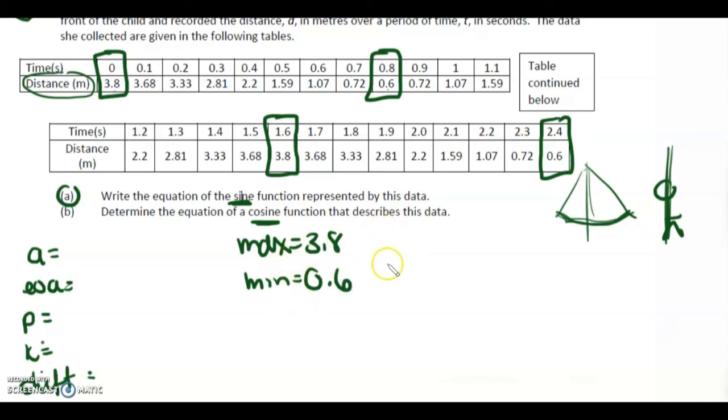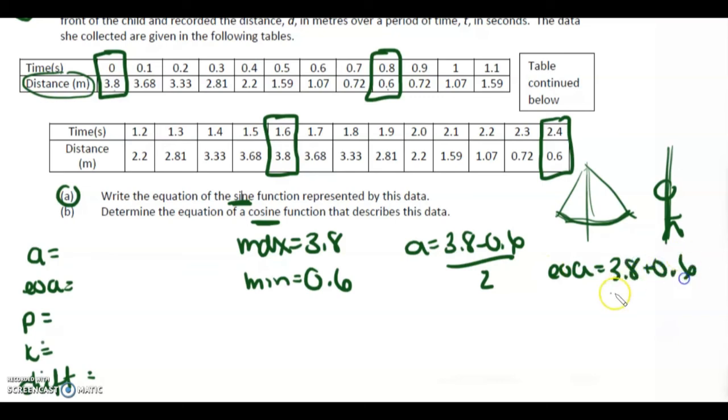With this information, we're able to solve for the amplitude, 3.8 minus 0.6 over 2, and for the equation of axis, 3.8 plus 0.6 over 2. So we get 1.45 and 2.2. Amplitude 1.45, equation of axis 2.2.